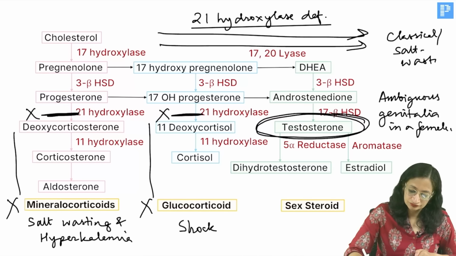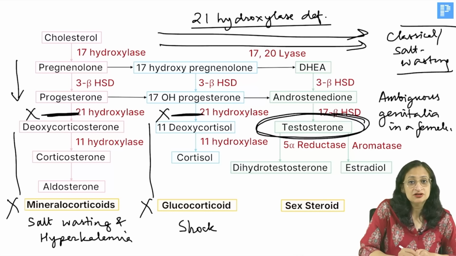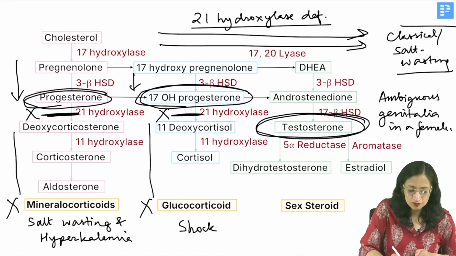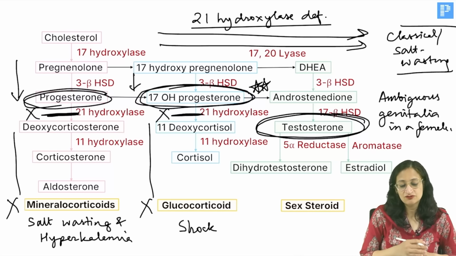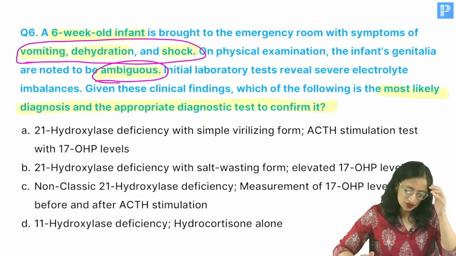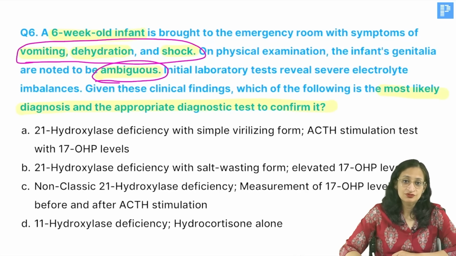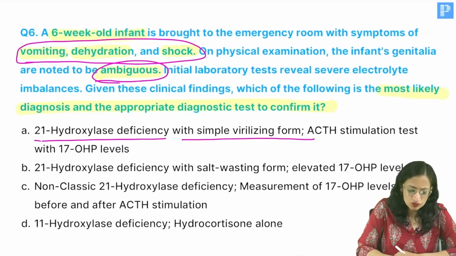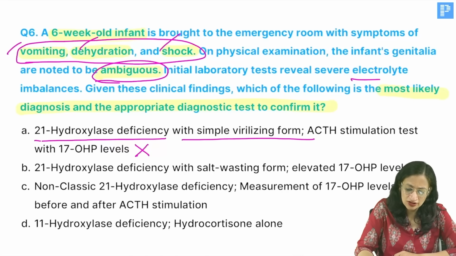Okay, and what is the metabolite that will be elevated? Because this pathway is not getting completed, progesterone gets accumulated. This 17 hydroxyprogesterone also gets accumulated, and this 17 hydroxyprogesterone is used as a metabolite for screening for 21 hydroxylase deficiency. So coming back to our question, what is the most likely diagnosis and most appropriate test to confirm it? 21 hydroxylase deficiency with simple virilizing form? No, this is not simple virilizing form because you're getting vomiting, dehydration, shock, and electrolyte imbalances.